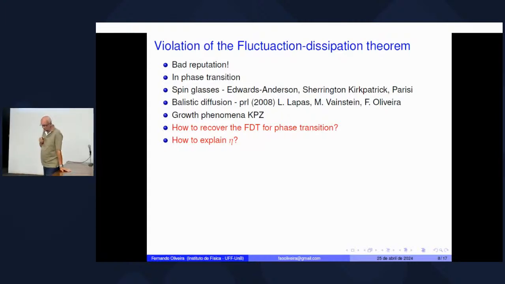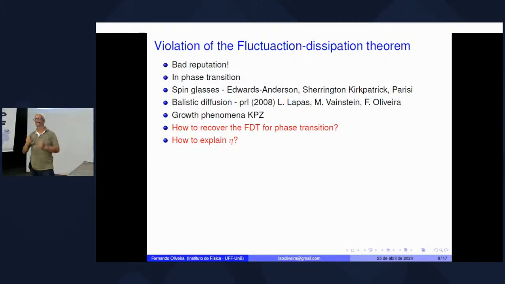The great advantage of studying diffusion at that time was that for diffusion we could get a lot of exact results, analytical results. So that's nice, you could understand what was going on. Well, those phenomena, KPZ, the fluctuation dissipation violated. And we have discussed a lot this kind of growth and fluctuation dissipation theorem in the KPZ in the last few years. What we want to do is how to recover the fluctuation dissipation theorem for phase transition and how to explain eta.